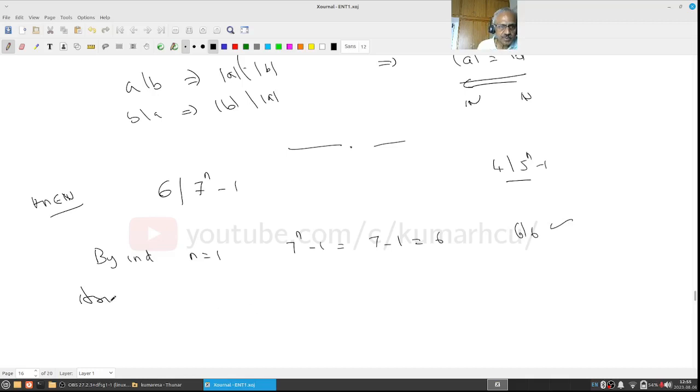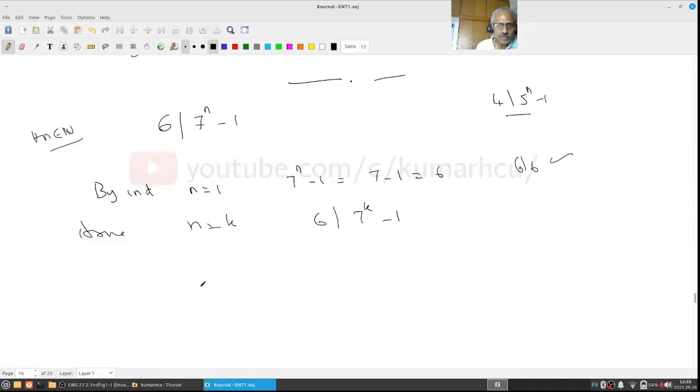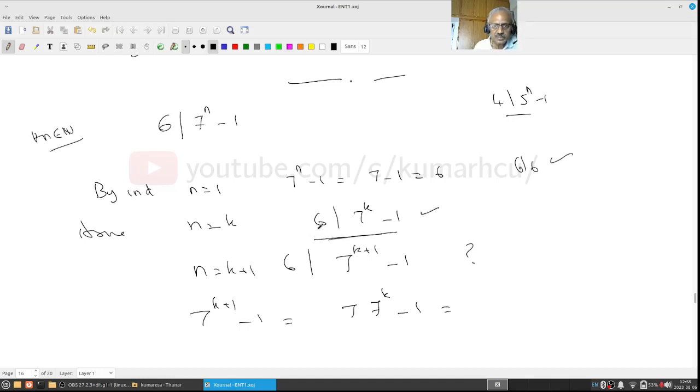So, assume the result for n equal to k. That is, 6 divides 7 power k minus 1. Now start with n equal to k plus 1. Then 7 to the power k plus 1, I want to prove this. So, start with 7 to the power k plus 1 minus 1. This I can write as 7 times 7 to the power k minus 1. But what do I want? I want 7 power k minus 1 divisible by 6. Therefore, I should bring it to that form.